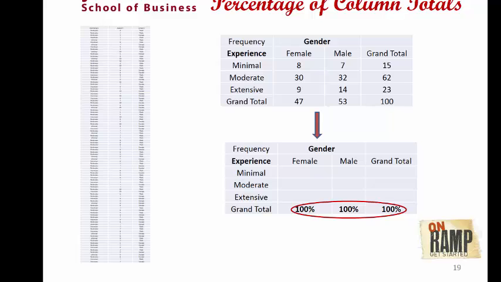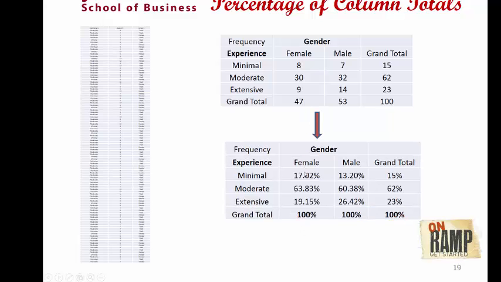Of course, I can build it on the total, the percentage of column total. I want to know the distribution among female. To know that, of course, now I will look at them column by column. I concentrate on female only, and 8 out of 47 will have a minimal level of experience. So just to recall, 8 divided by 47 gives me 17.02%. 30 divided by 47 is 63.83%. So that gives me the column total table.